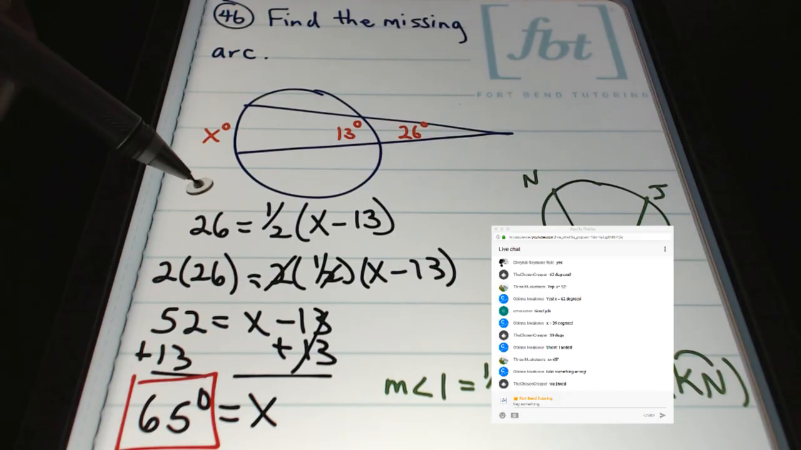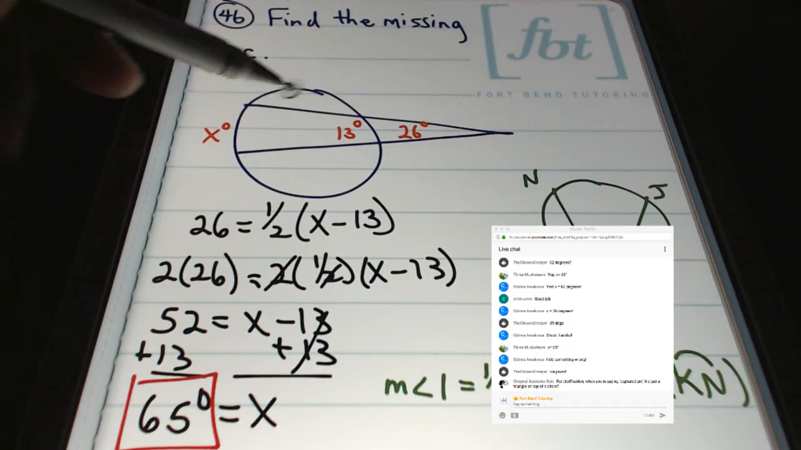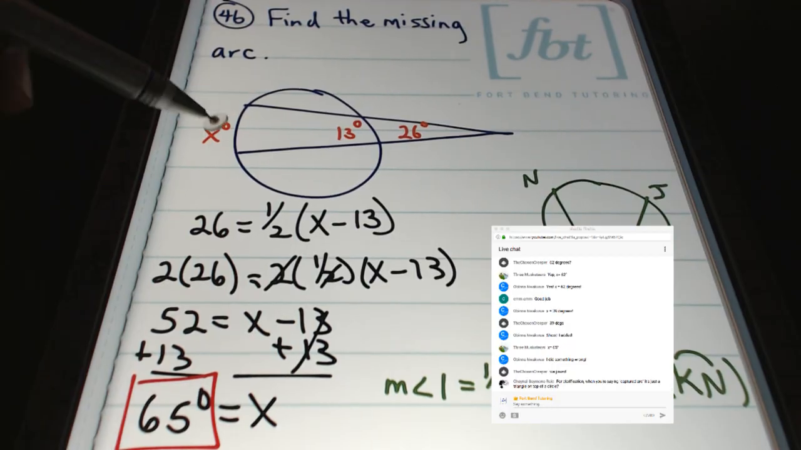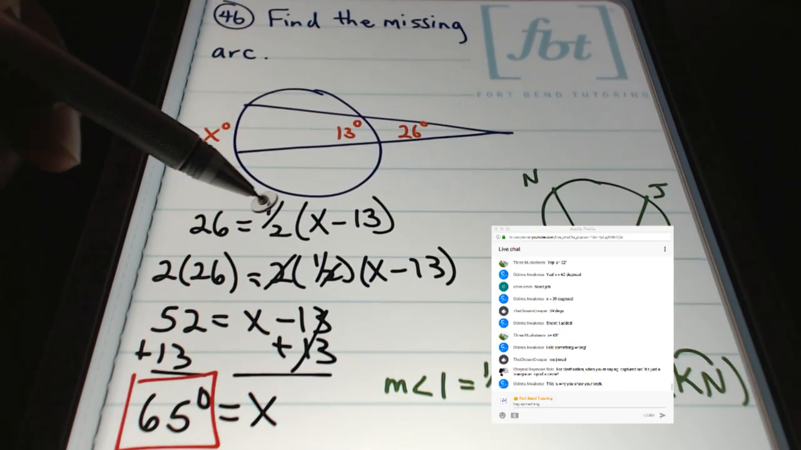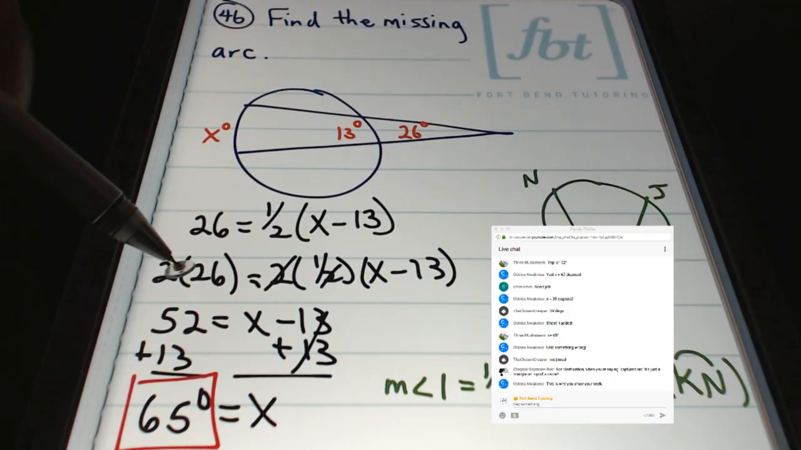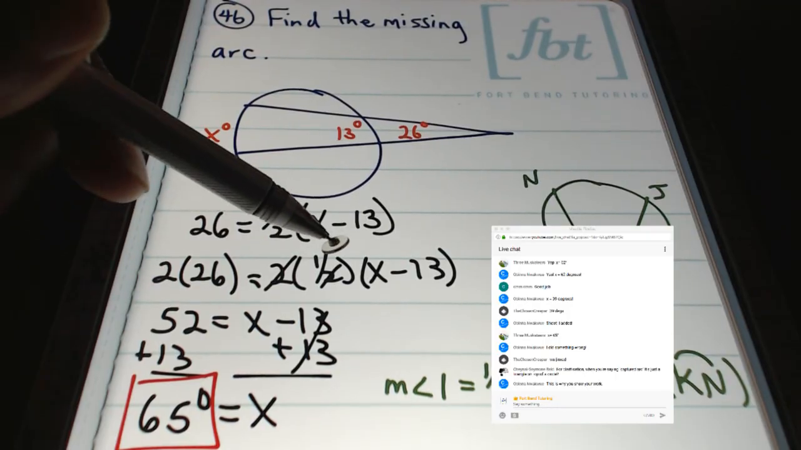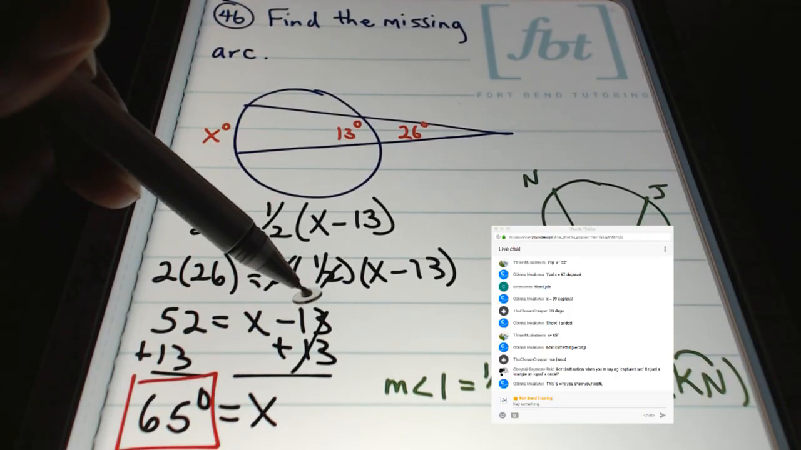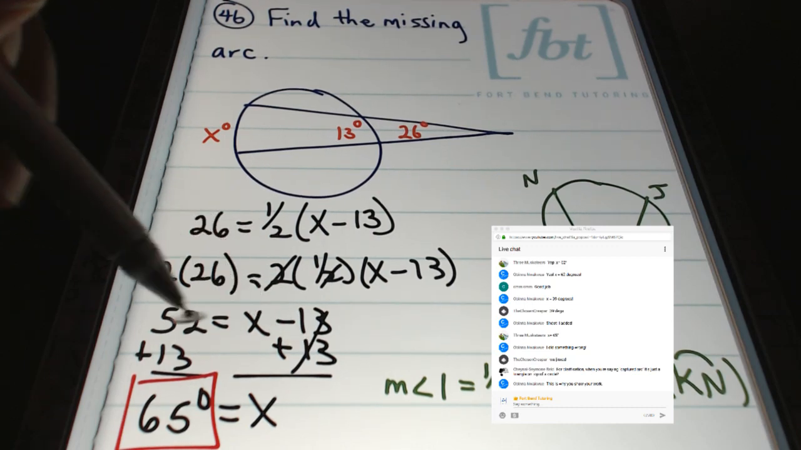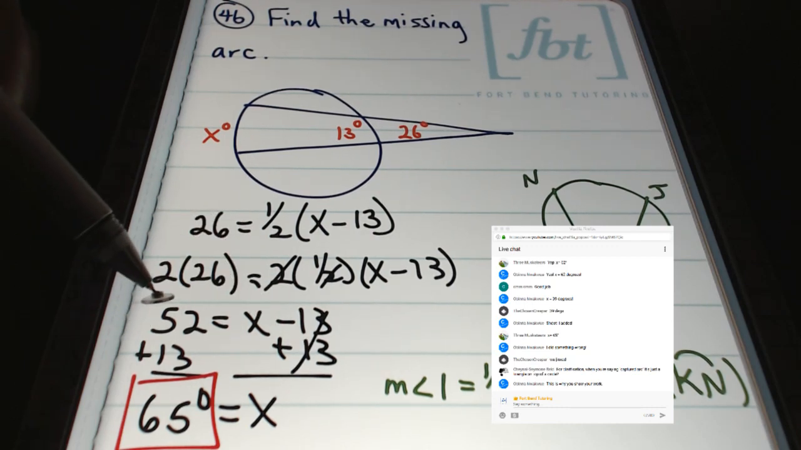Yeah, so just making sure we have the process correct. We set it up as 26 equals 1/2 the difference of the captured arcs, the larger one minus the smaller one. I multiply both sides by 2. 2 times 26 is 52. 2 times 1/2 is 1, so I bring down the x minus 13. In order to isolate x, we need to add 13 to both sides of the equal sign. 52 plus 13 is 65. And that's right, Obina. This is why we showed the work.